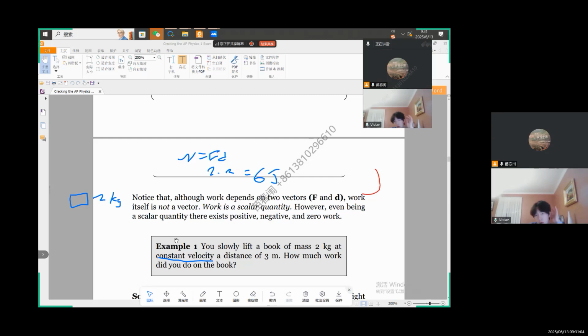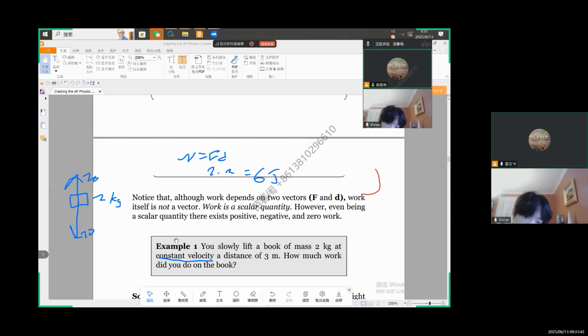6 for the force is what? Wait, the mass is 2. What about the weight? Oh, yeah, we need the force of the weight. So 2 times 10. I need a force of 20 newtons, right? Oh, so it's 60 then.